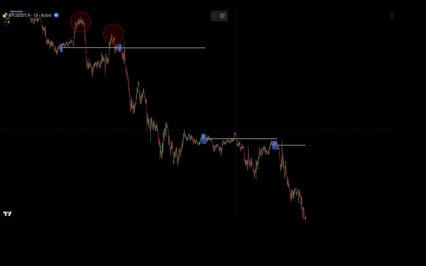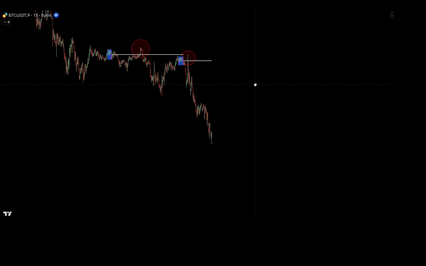If we move over here, you can see price is above the value line, another entry, price is above the value line, another entry, and there you go.